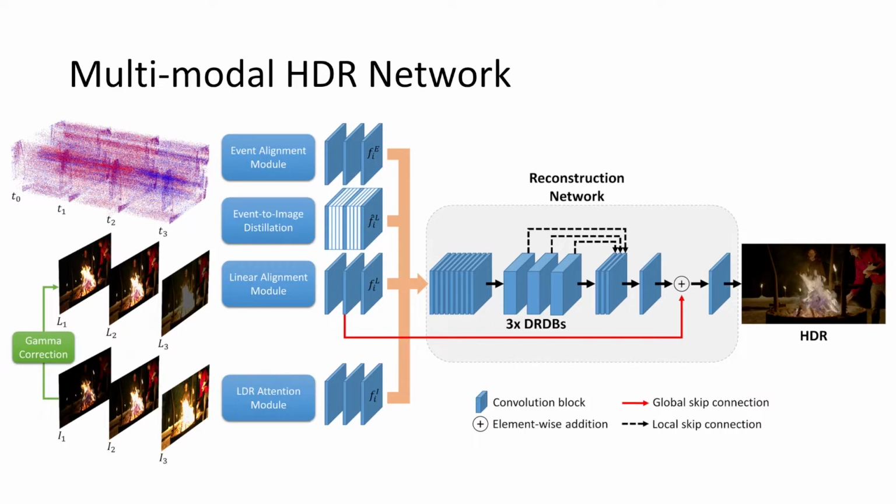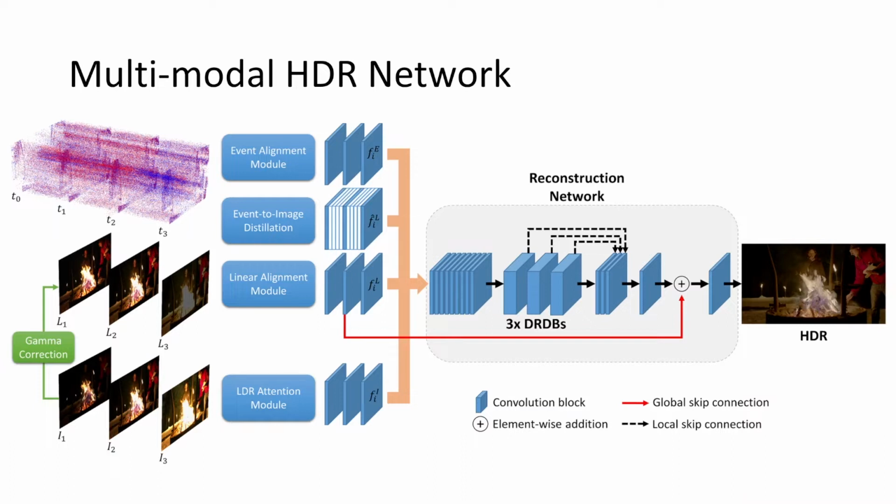Secondly, the input tone-mapped images are converted to the linear domain using standard gamma correction and are processed with a linear alignment module. This module extracts features from the linearized images using a separate CNN encoder and then uses deformable convolutions to align the features to the middle reference frame. Thirdly, the input event stream is converted to a voxel grid so that it can be processed with a convolutional neural network, and event features are extracted using a separate event encoder. The event features are aligned to the features at the reference timestamp, again using a deformable convolutional alignment module.